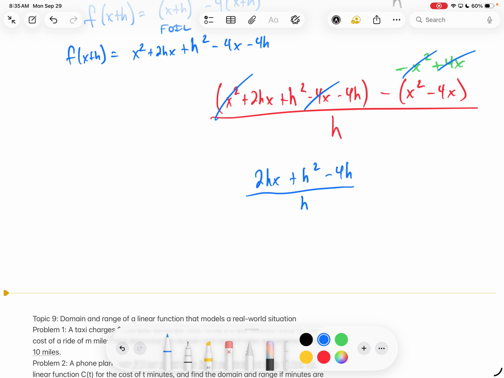So now all of those have an h in it. So if I divide an h out of all of those, I'd have 2x plus h minus 4. And that would be my answer.